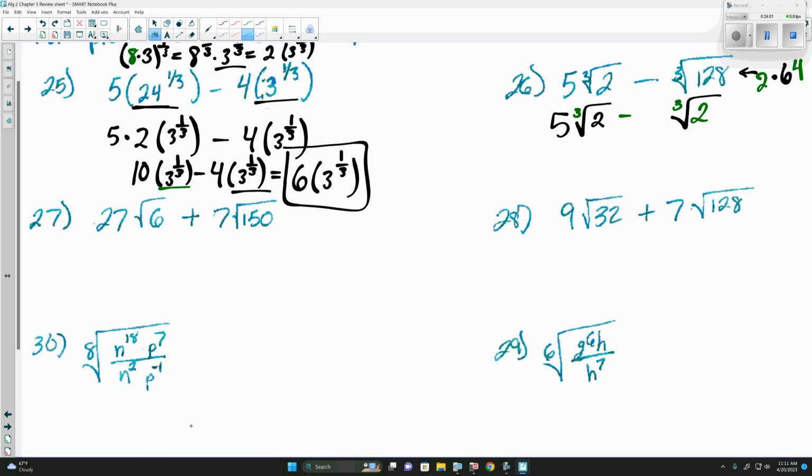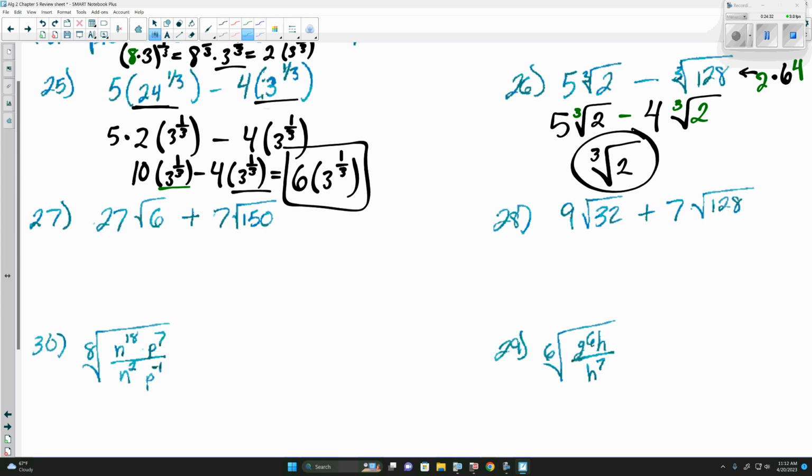So what that tells us, guys, is that the cubed root of 128 is 4 times the cubed root of 2. Now, since both of them have the cubed root of 2, we can subtract the numbers in front of them. 5 minus 4 is 1 cubed root of 2, or just the cubed root of 2. Any questions on 25 and 26?